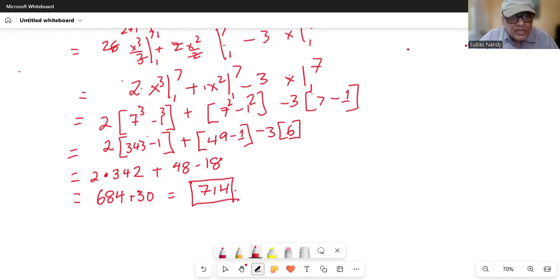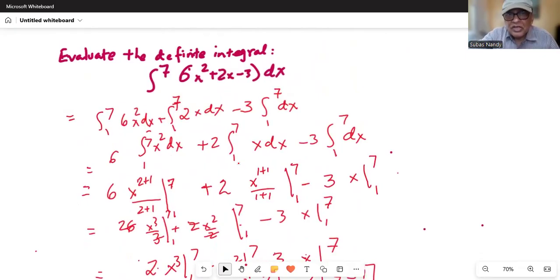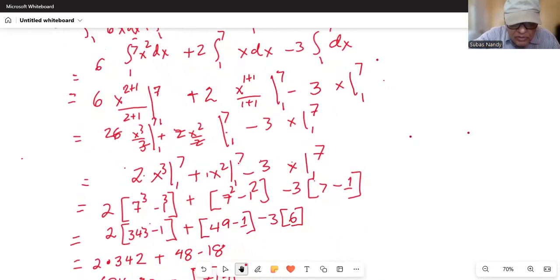So again, let me break down the steps of what I did to solve this problem. This is the integration I have to do. It's a definite integral. The limits are from 1 to 7. I have a mistake. It's good that I picked it up so that I can fix it.